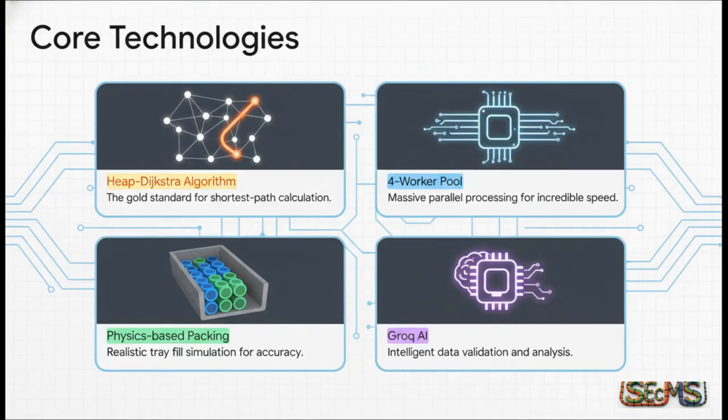It's this specific recipe of core technologies working together. It uses the Heap-Dijkstra algorithm, which is the gold standard for finding the shortest path. It blasts through that work using a 4-worker pool for massive parallel processing. When it calculates tray fill, it's not just a simple guess. It's a physics-based packing simulation. And all of that is augmented by Grok AI to help validate data and spot problems.